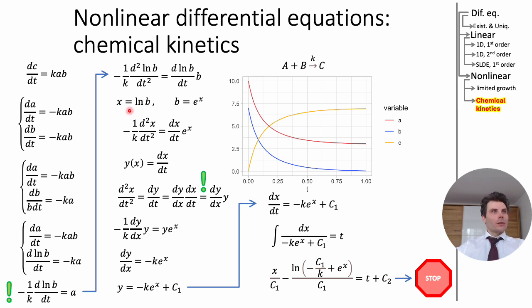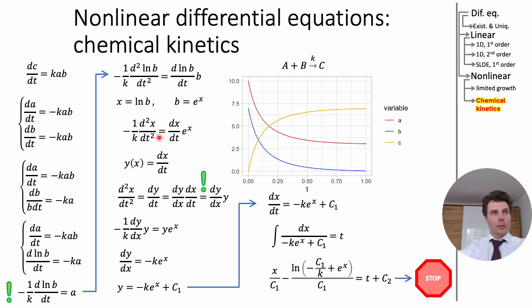Let's call the logarithm of B another unknown function x, because it's just simpler, and we call B as e to the power x. The expression gets seemingly simplified. What do we see here?